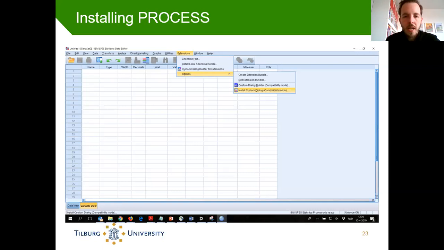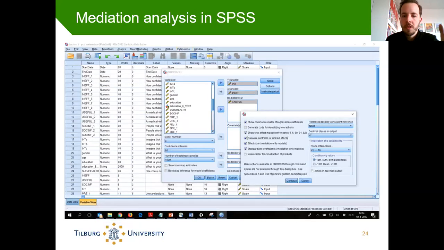So look at chapter 11, it instructs you how to do this. Then under extensions in SPSS, you can go to, I think it's called utilities. If you have downloaded it from this website, which is also specified in the book, you can install it to SPSS. Then in the future, you will also be able to do those mediation analyses. They will look like this, but you don't have to do them yet this week.